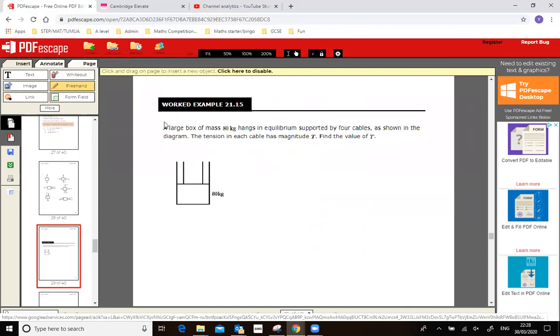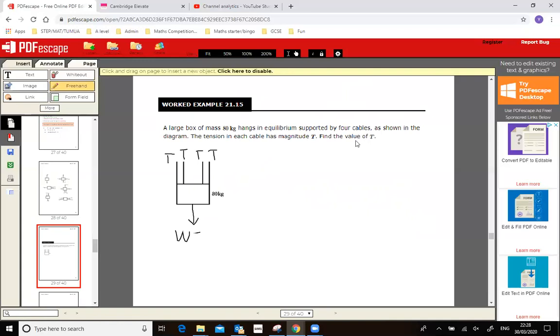Okay, in this example, we have a large box of mass 80 kg hanging in equilibrium supported by 4 cables as shown in the diagram. The tension in each cable has magnitude T, and we need to find the value of T. So let's start to label all the forces in the diagram. For each cable, there is a tension of T. So let's label T, T, T, and T. And now this box also has a weight, as we talked about in the previous section. So weight W will equal M times by G. And we've already been given the mass is 80. So that would be 80 times by G, and in this case, again, we're just going to use 9.8.